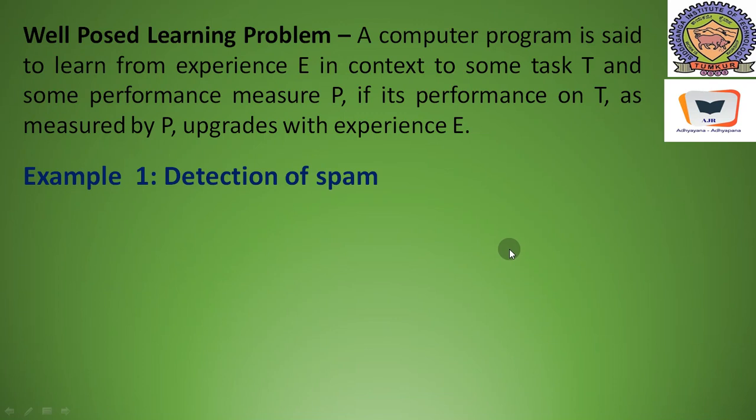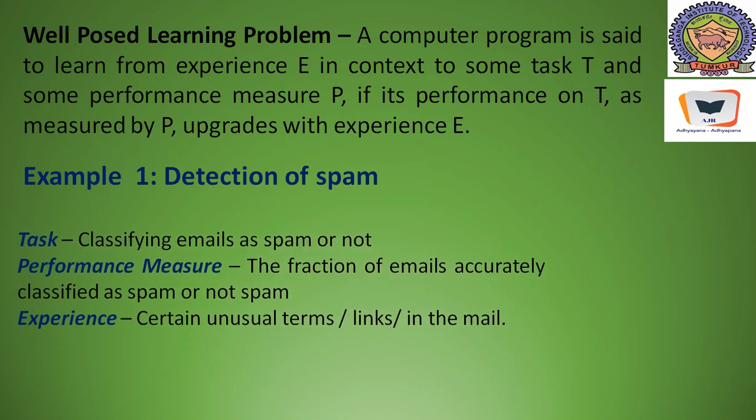First one is detection of spam. There is no readily available algorithm for this. And here the task is to classify emails as spam or not spam. So it's a dichotomous classification problem. We need to find whether an arrived email is spam or not spam. The performance measure for this particular machine learning task should be the fraction of emails accurately classified as spam or not spam. So accuracy of classification is the performance measure. If the accuracy is high, definitely that particular machine learning algorithm would have done the task of classifying the emails.